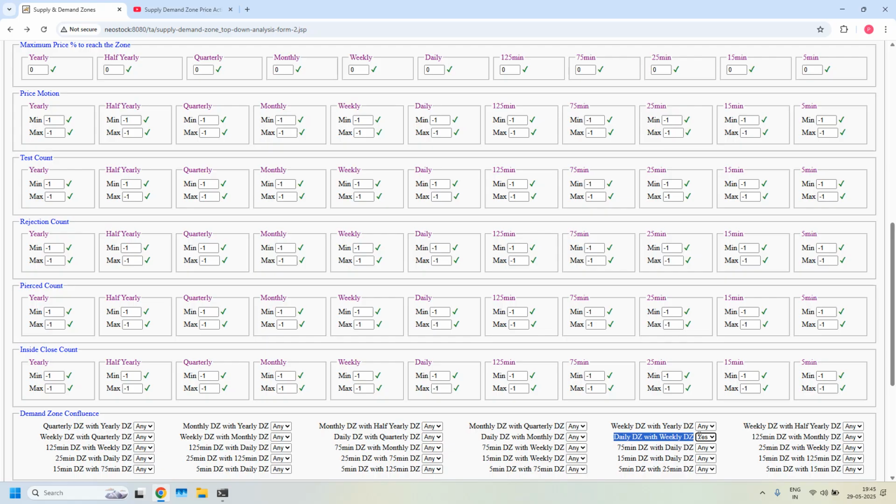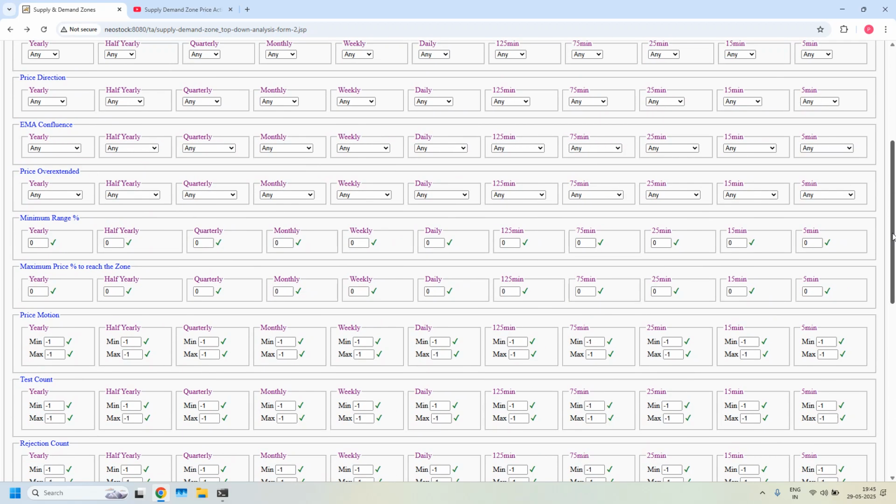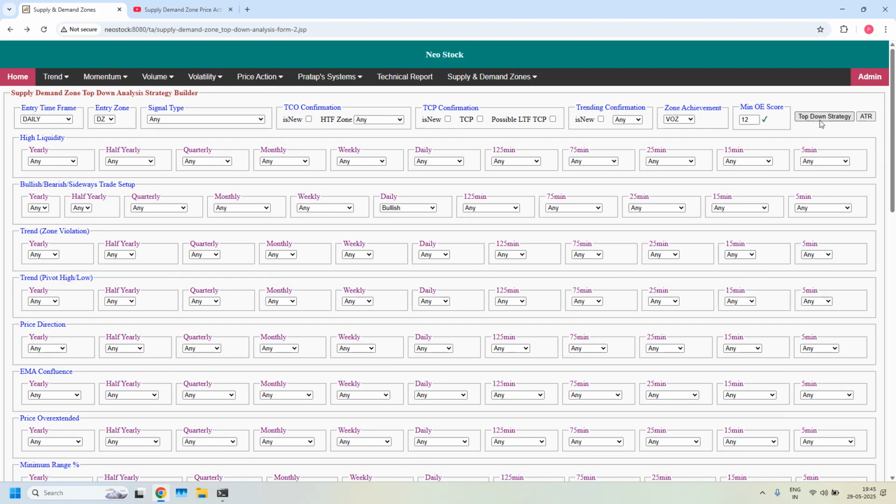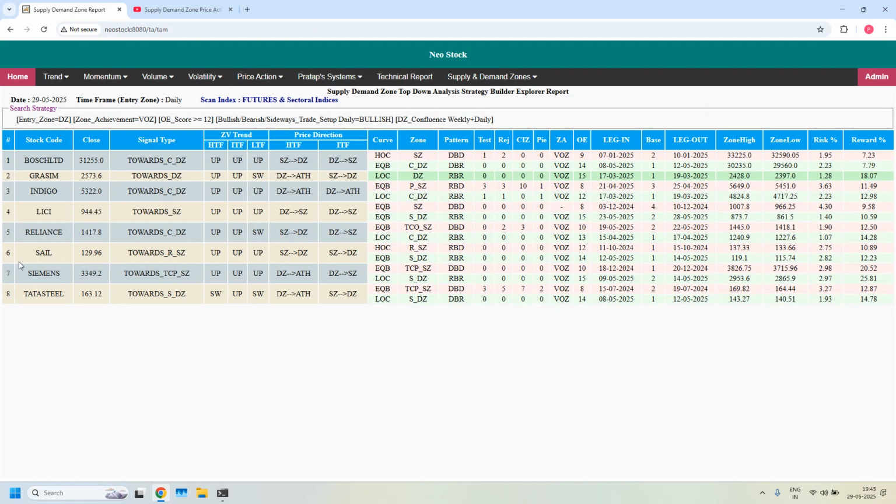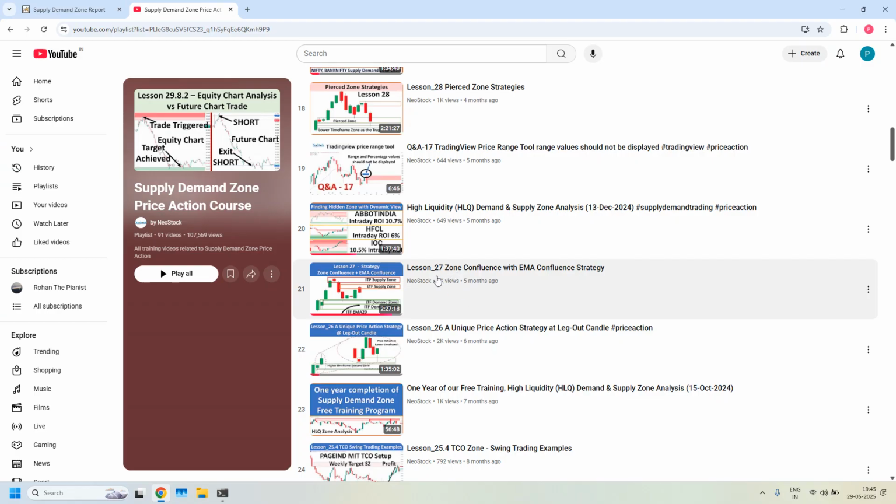Applying this filter on the 11 stocks we identified earlier, after applying, we got 8 stocks. On all these 8 stocks, all these daily demand zones are overlapped with weekly demand zone. That is what I explained in this strategy lesson 27.